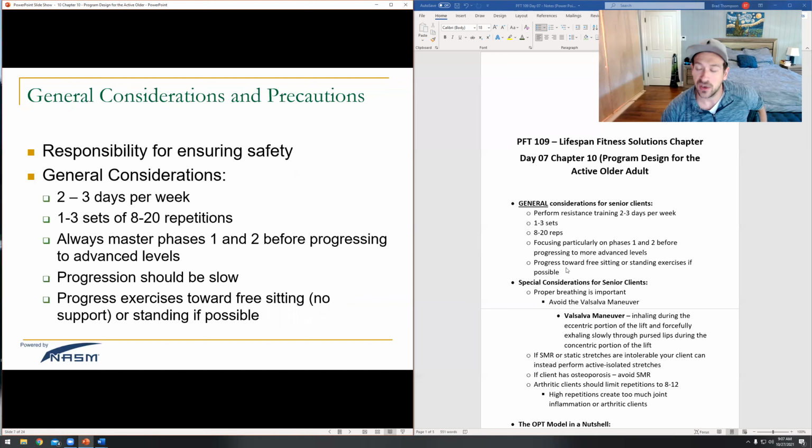So, general considerations for senior clients, right? In general, we want to perform resistance training about 2 to 3 days per week, just because as we get older, we tend to need a little bit more recovery. So that 4-day workout was probably not going to be the most effective for a senior client. Instead, you might end up doing a training split of workout A, workout B, which is a little bit of everything on each section. And then they can just flip back and forth between each. I love a good total body routine.